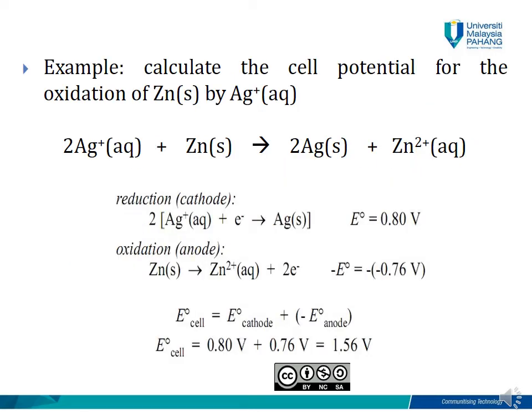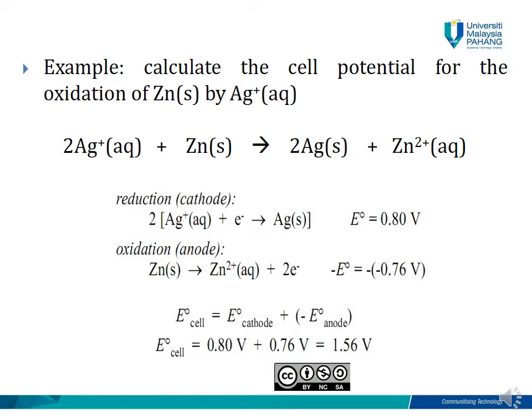Okay, now consider this example. Calculate the cell potential for the oxidation of zinc solid by a silver plus ion in aqueous solution. So basically, this is what we call the overall reaction. This is the overall reaction. From this overall reaction, you can simply determine the process. And when you can identify the process, you can exactly know where the process occurs.